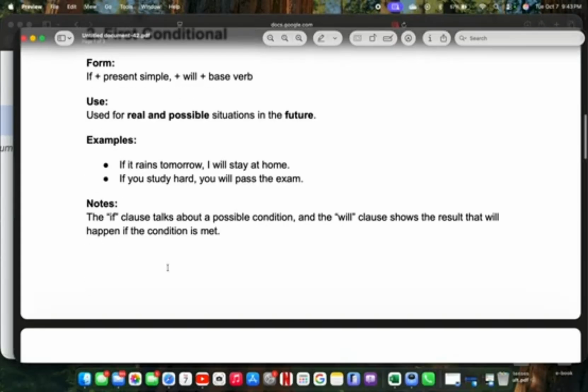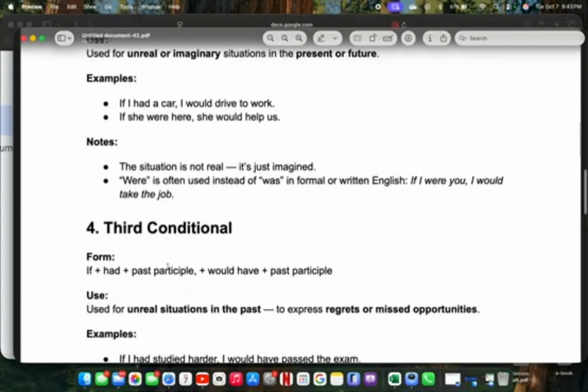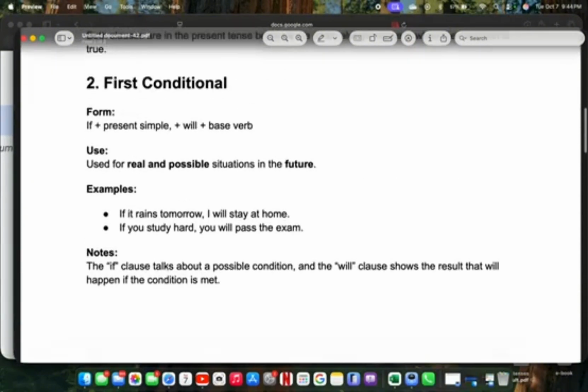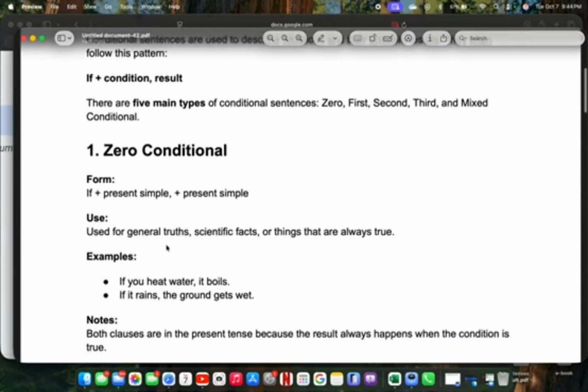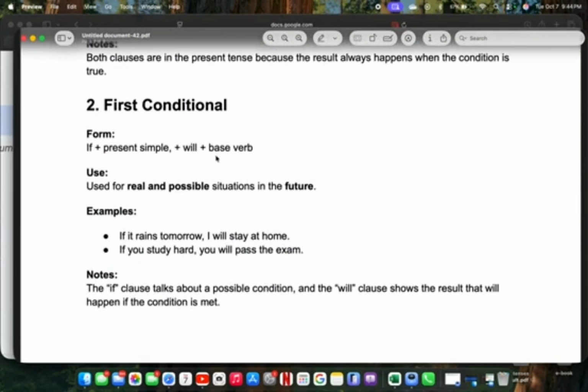That is first conditional. Second conditional, we're talking about unreal or imaginary, but it is in the present or future. Okay, third conditional pula is for unreal situation, but it's something that is in the past, also to express regrets or missed opportunities. Okay, so there are a few things that we have to remember. Okay, ingat kalau first conditional kita kena guna simple present. Kalau first conditional kita kena guna will dan juga base verb.